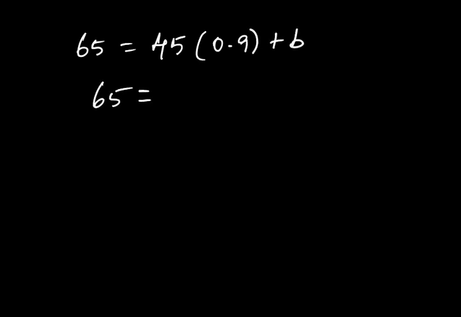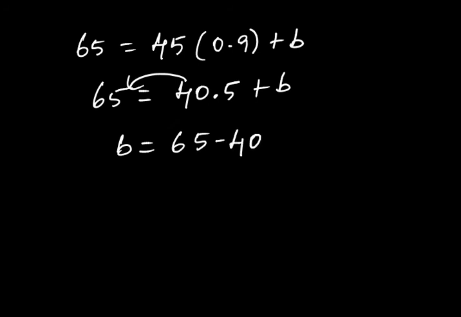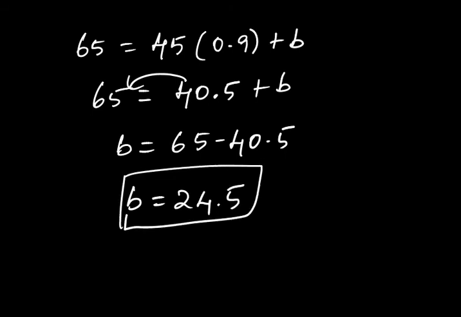So 65 is equal to 45 into 0.9 plus b. When you multiply 45 into 0.9 you will get 40.5 plus b. You need the value of b, so send 40.5 that side, so we will get 65 minus 40.5. So when you subtract you will get 24.5. So b value is 24.5. So a value you got as 0.9 and b value is 24.5.